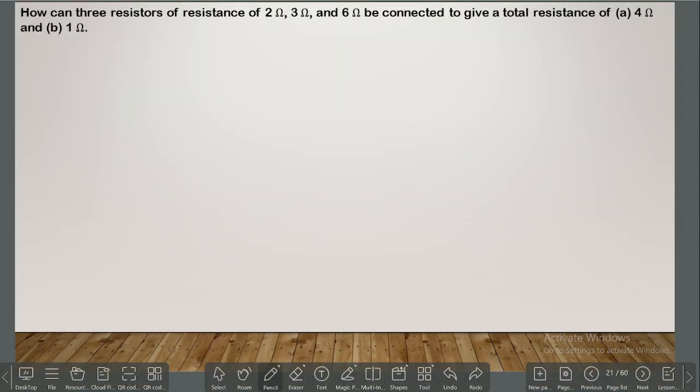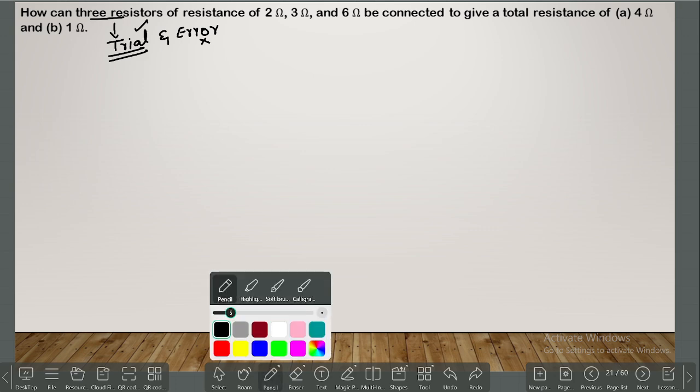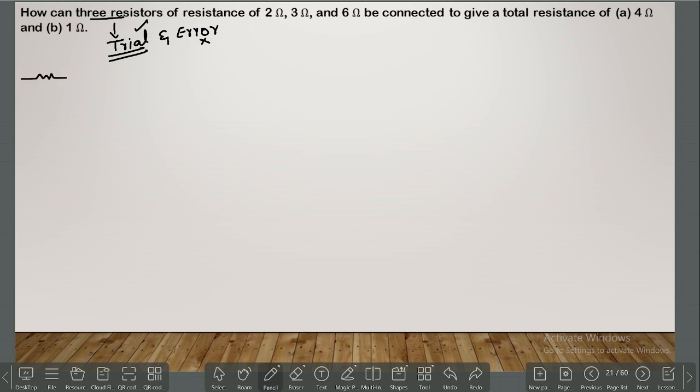Next, how can three resistors of resistance 2 ohm, 3 ohm, 6 ohm be connected to get a total resistance of 4 ohm? If you get any question like this, it's a type of trial and error method. You just try the combination. If you get the answer, it's correct. If it is wrong, it's an error. Now we all know the two main types of combination. One is series. So initially let's try the series combination.